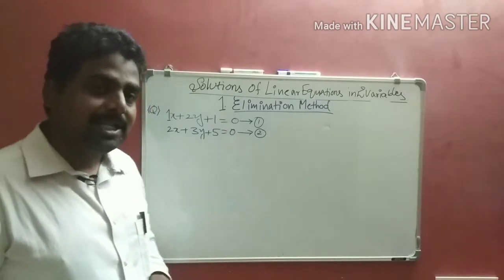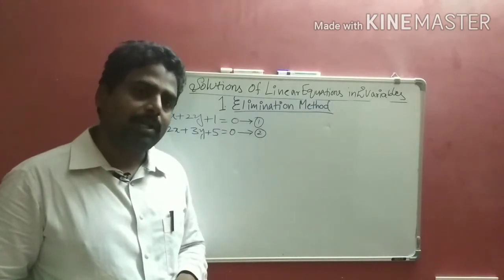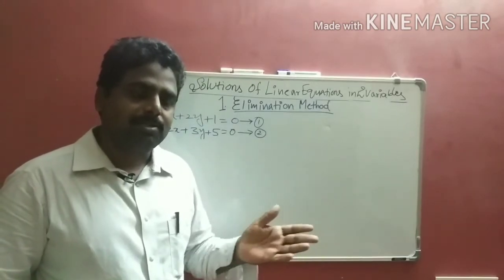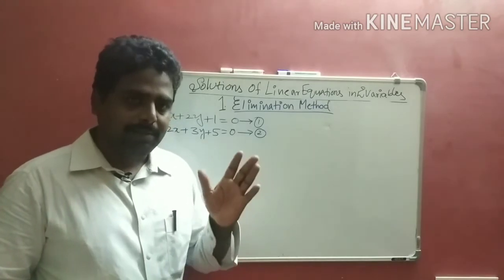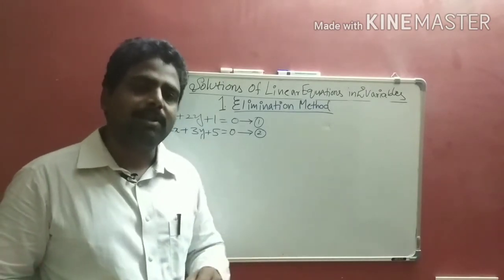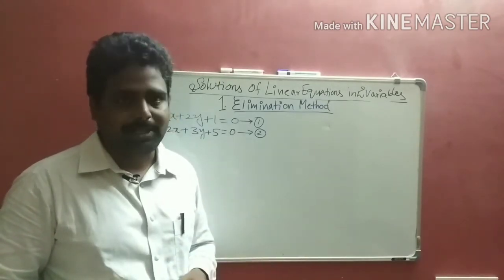The name indicates elimination method. What do we have to eliminate? Eliminate x so that we get y. Eliminate y so that we get the value of x. By eliminating one variable, we get the other variable. So that is why it is called the elimination method.